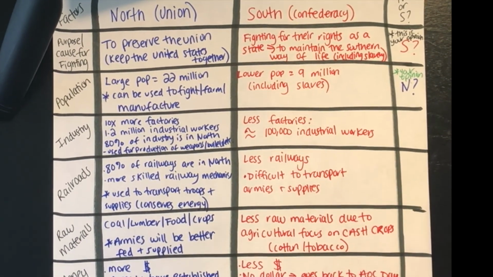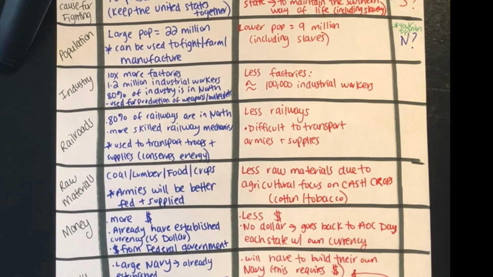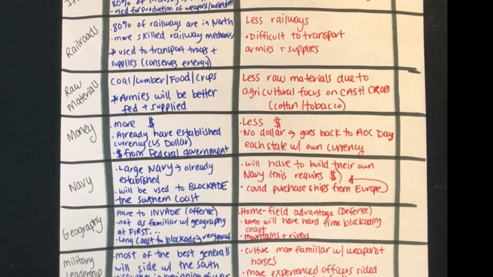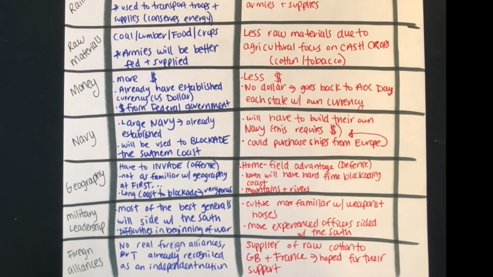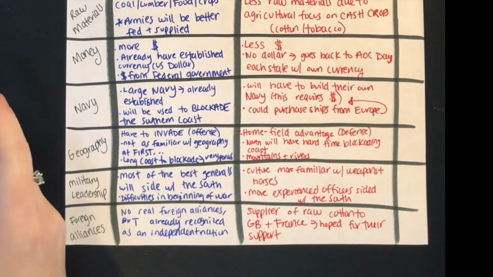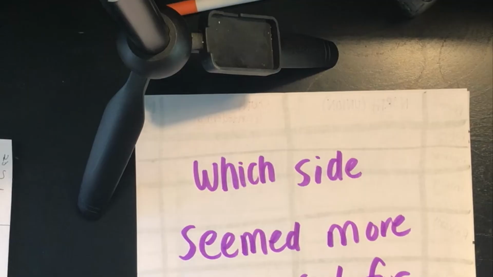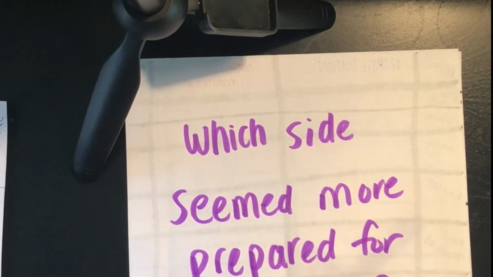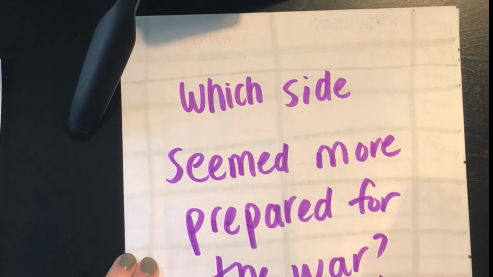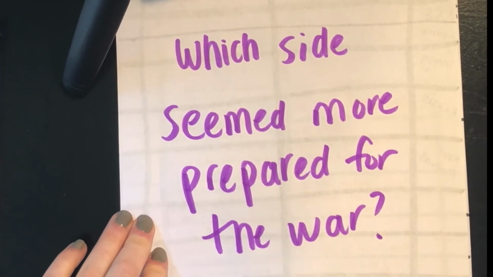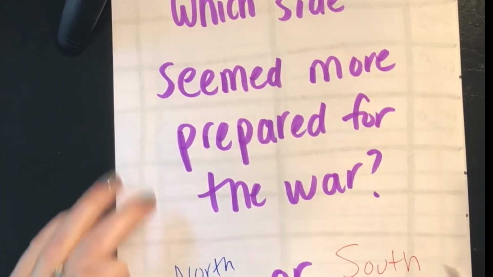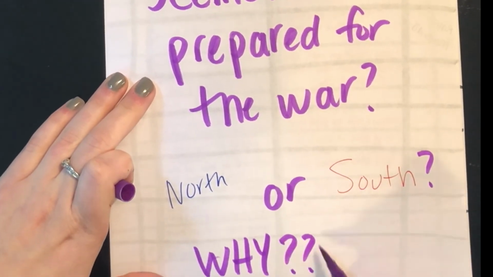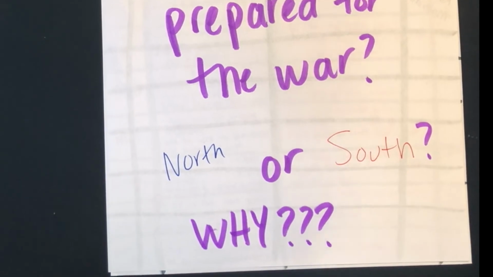Okay, so here are your notes. It's not really sketch notes, it's more just a bunch of notes on a graphic organizer, but this gives a really good overview of the advantages and disadvantages of the North and the South at the very beginning of the Civil War. Hopefully on the far right you have written down North or South for which side you think has the better advantage. This will help you answer this question: which side seemed more prepared for the war, the North or the South? This will be important for our lesson tomorrow. Think about why, so look at those factors to help you make your decision.